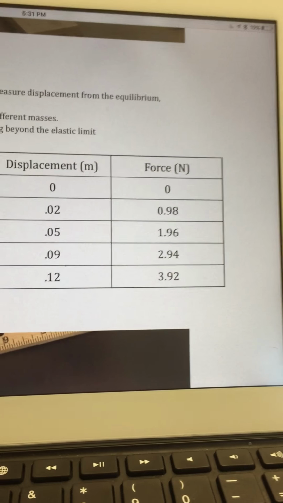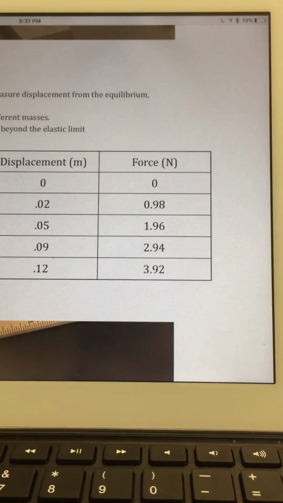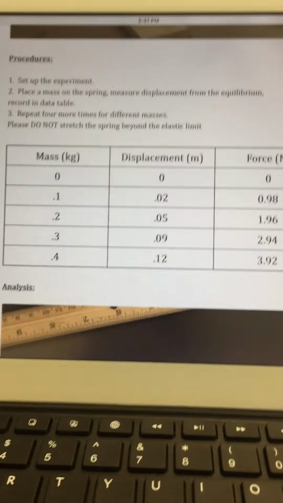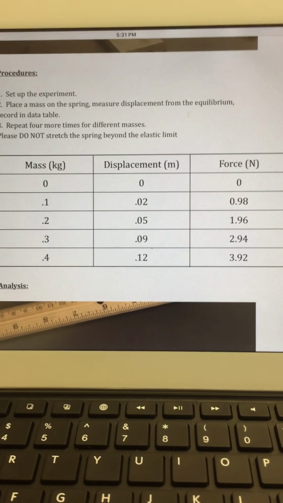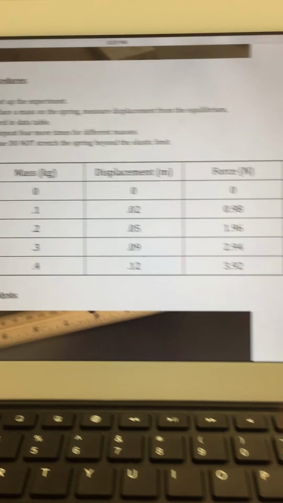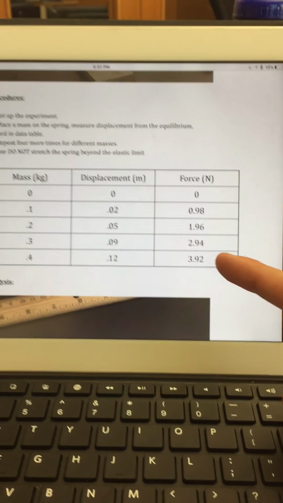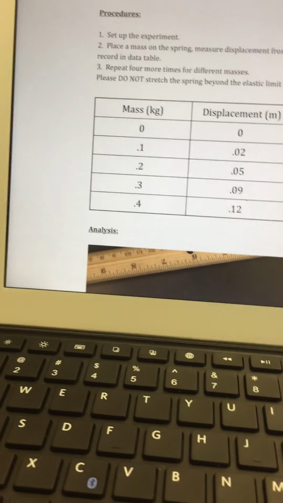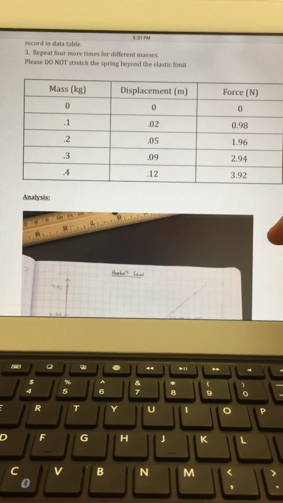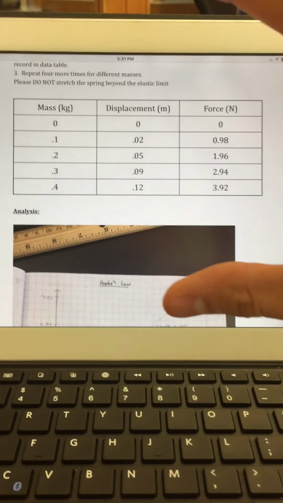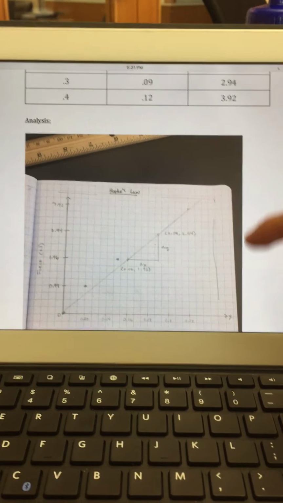Now we also converted it to weight as well because in order to find the spring constant, we had to convert the masses of our little weights into weight in order to get our spring constant. So that's that, and so we pretty much just found how much the height changed when a weight was put at the bottom of it.